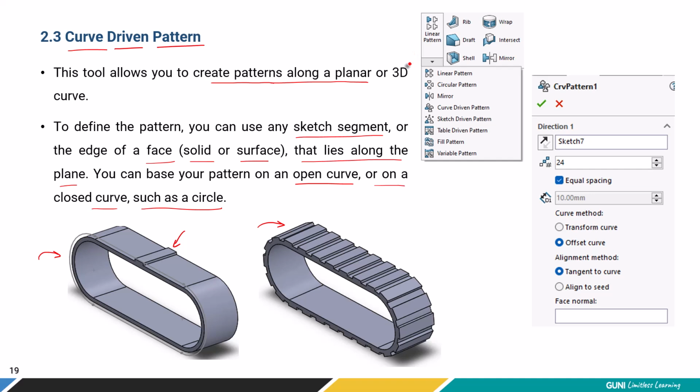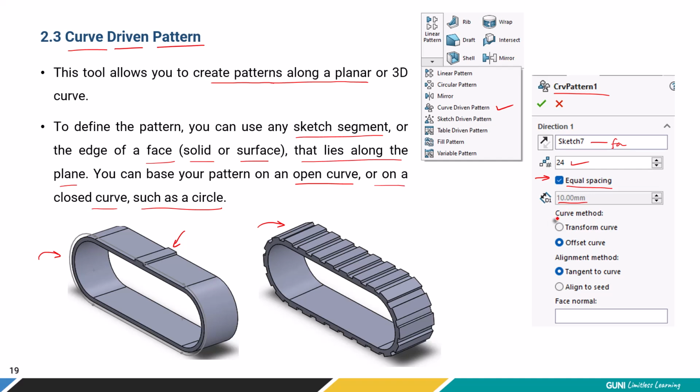Now it is available in the Feature CommandManager under the pattern. So here it is, curve driven pattern. When you invoke the curve driven pattern command, in its PropertyManager you have to select the first sketch or face. Then you have to enter the number of instances you want, and also you have to define the spacing. Either you tick the equal spacing or you give your custom distance.